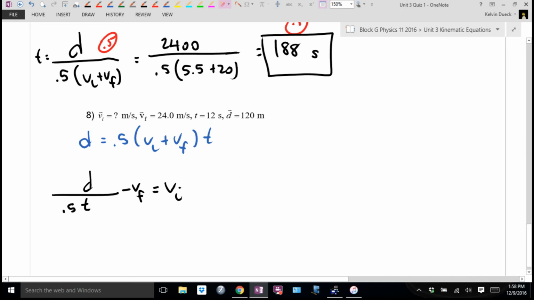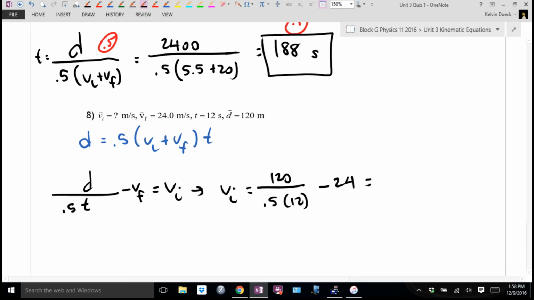And I guess I'm going to do the first term and then minus VF. So it's going to look like this. VI equals D 120 divided by 0.5 times 12 minus 24. Oh, I should be able to do this in my head, because 120 divided by 12 is 10. 10 divided by a half, 10 pieces broken in halves, 20 minus 24. Negative 4 even, yes? Technically negative 4.0, because I should technically go to 2 sig figs. I'm not going to be that fussy. It's a velocity, meters per second. 1 mark.